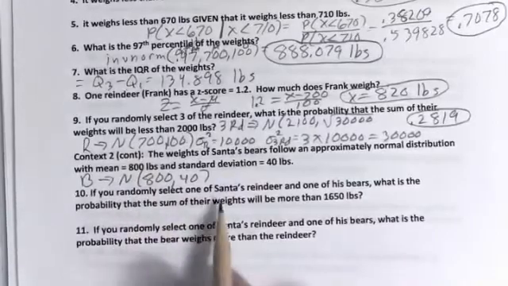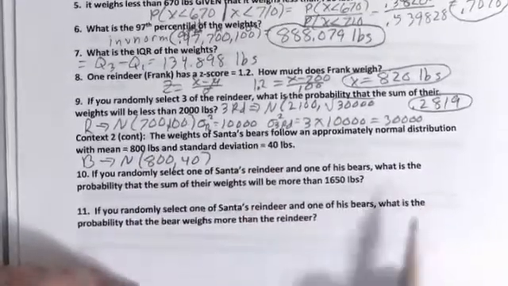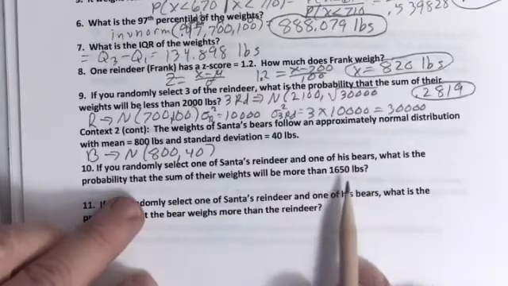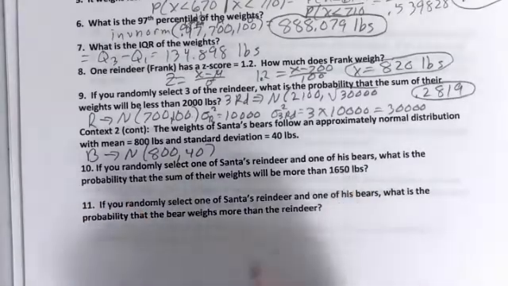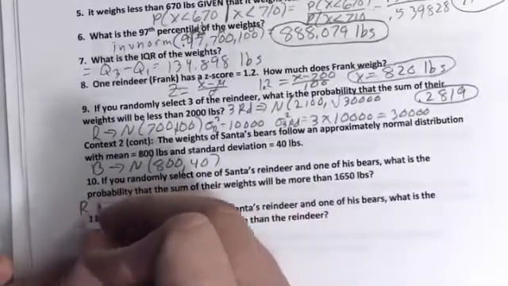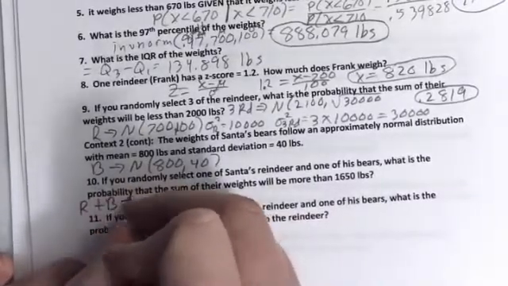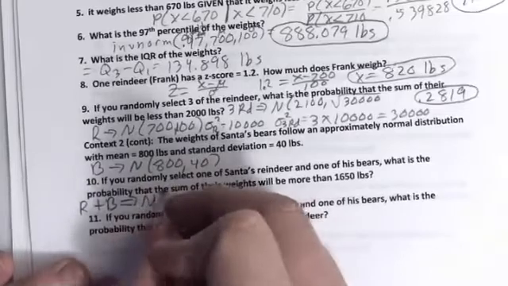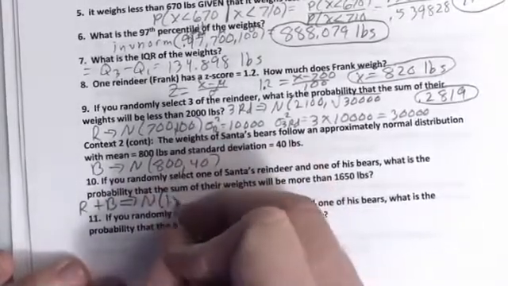So if you randomly select one of Santa's reindeer and one of his bears, what's the probability that the sum of their weights will be more than 1650? So now with the sum of their weights, reindeer plus bears, we're looking at the sum of their weights. It'll also vary normally. The mean, they add up to 1,500, so that's good.